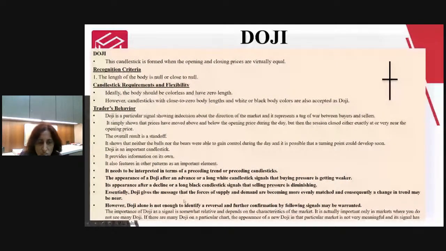So it gives the message that the forces of supply and demand are becoming more evenly matched, and consequently a change in trend. So the moment you get to see a doji, you have to be a little bit cautious, right? Because there might be a reversal happening, right? So understand a word of caution over here. A doji alone is not enough to identify a reversal, and further confirmation by following signals may be warranted.